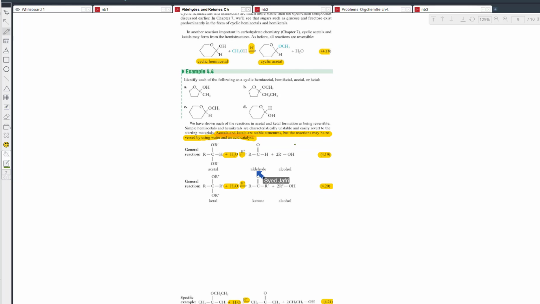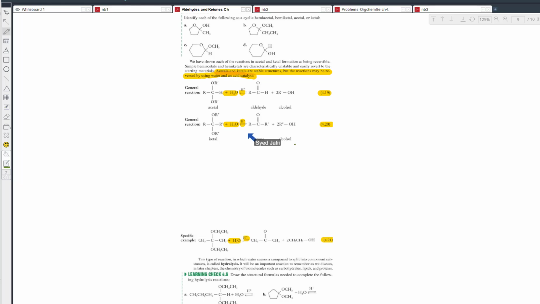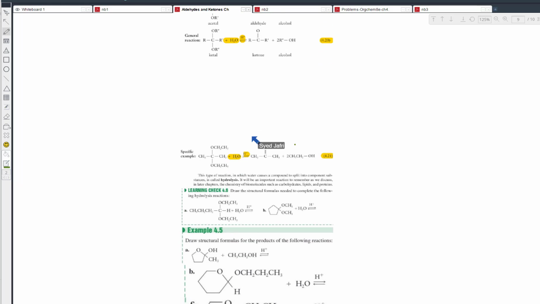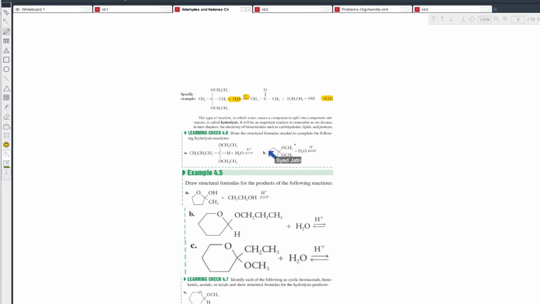We have shown that acetals and ketals are stable structures, but the reaction may be reversed by using water and an acid catalyst. So we can reverse it by using, this is an acetal. If you put water and acid, you will get an aldehyde and 2 molecules of alcohol. Now this specific reaction is given there.